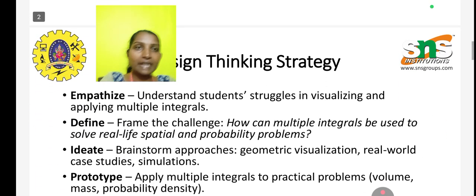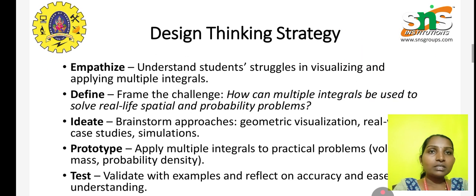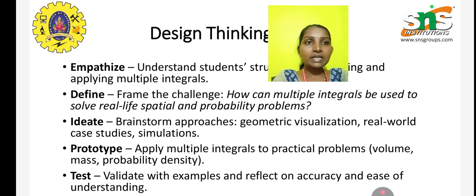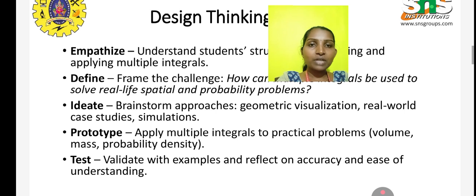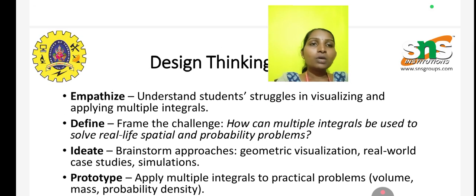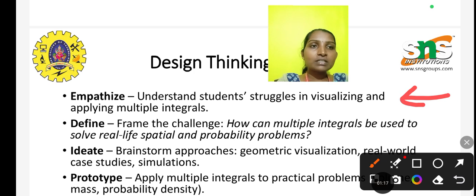Now, what are our strategies to be followed? In design thinking strategy, we usually notice that we have five major steps. One is empathizing, defining, ideating, prototyping, and testing. Now, what do you mean by empathizing? We are just going to understand students' struggles in visualizing and applying multiple integrals. How we will visualize it, how we will apply these multiple integrals.